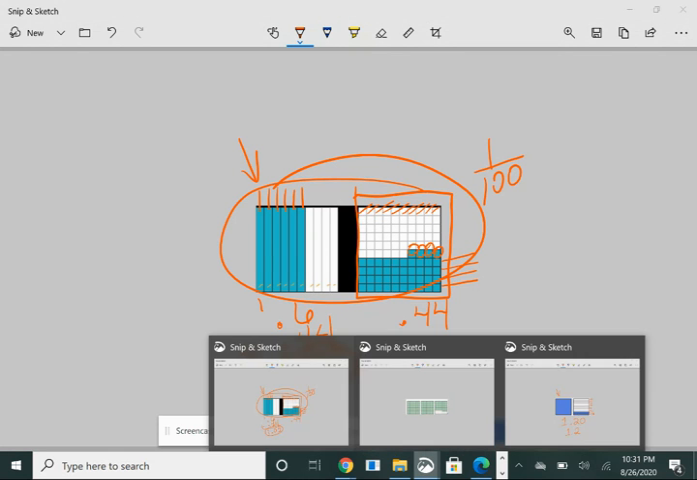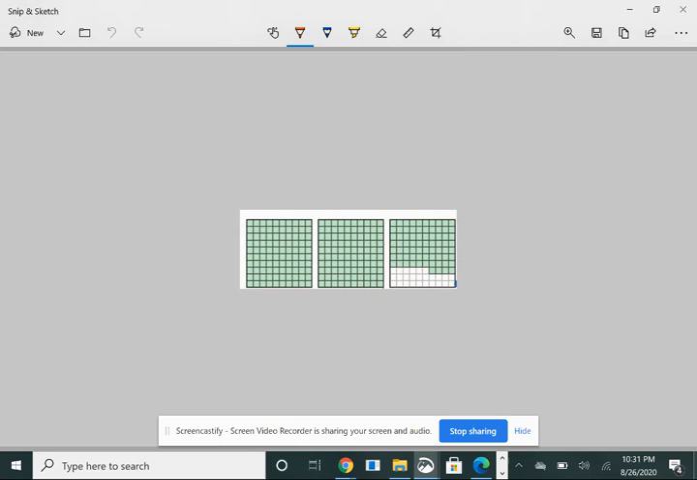Now I'm going to give you one more example. Here we're looking at 3 wholes that are cut into 100. So each of these cubes is representing 1/100th. Now I have 1 whole, 2 wholes. 1 plus 1 plus what is being represented in this last one. We can see that it is not a whole.